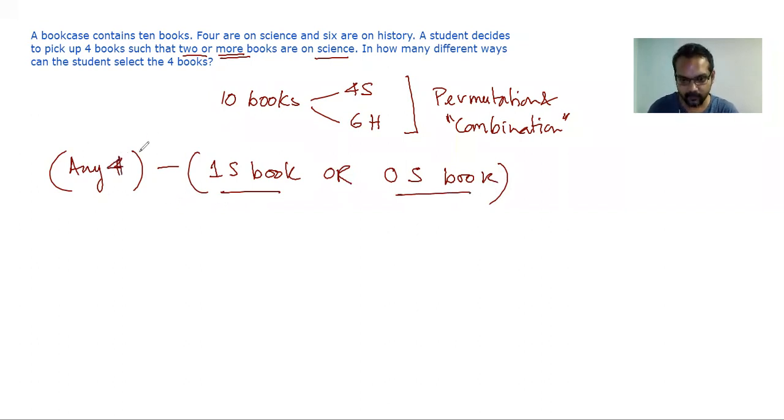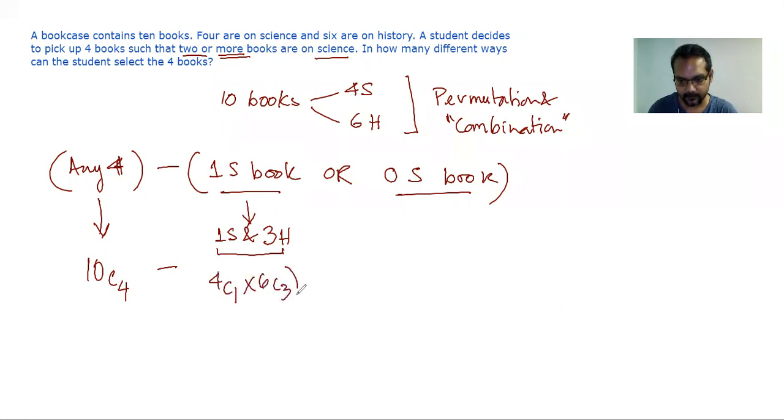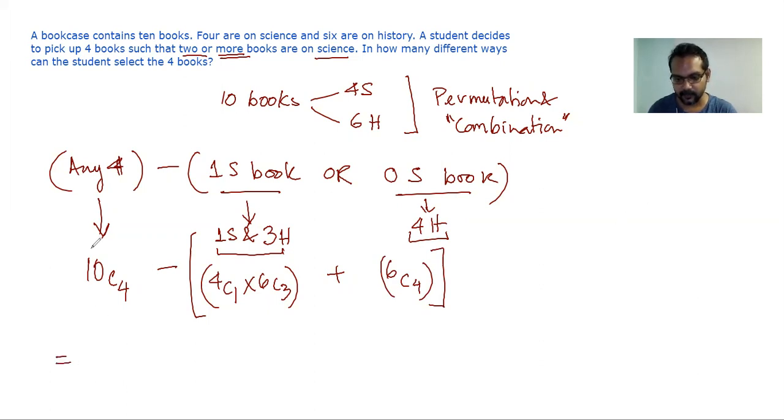When you're selecting any 4 out of the 10, it's simply 10C4, minus the 1 science case. You have 1 science and 3 history. That's the case we are trying to eliminate. So that's 4C1 times 6C3. And no science means basically all 4 are history. That's the other case we get to remove, so 6C4. Now how do we calculate 10C4?